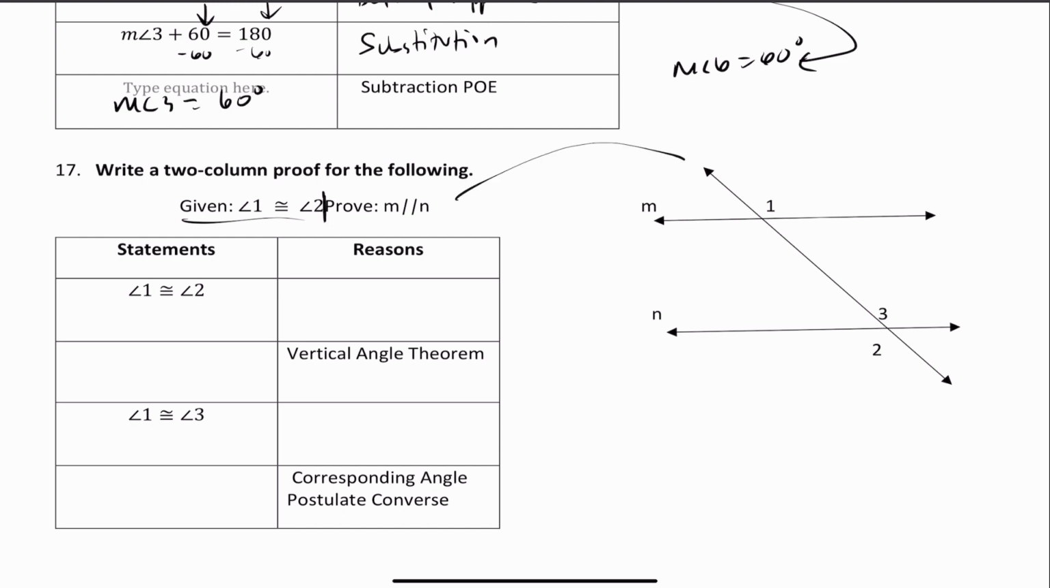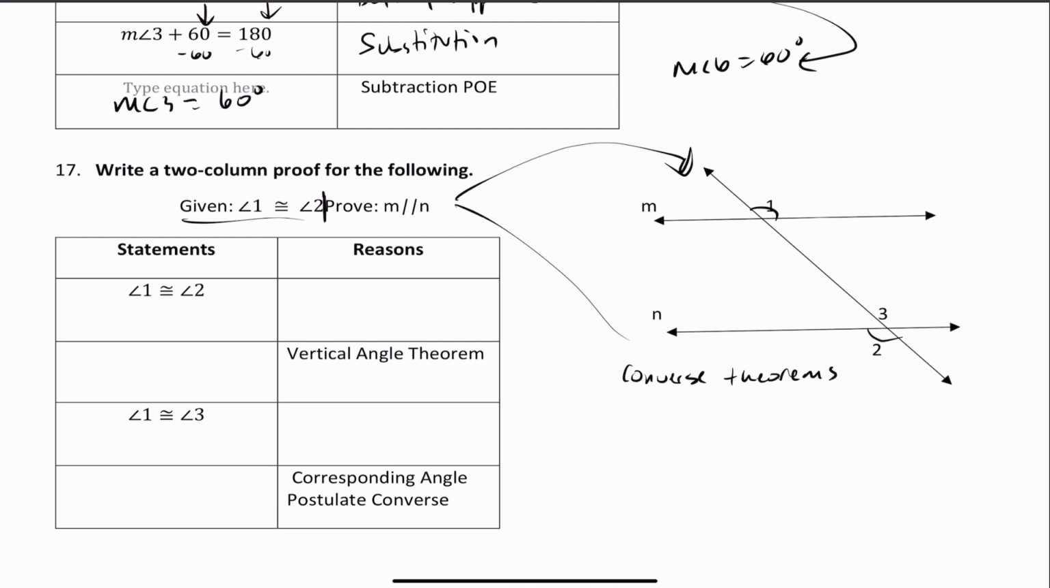So mark angle 1 is congruent to angle 2. Okay? And my goal here is to prove that M is parallel to N. I cannot assume that M is parallel to N because that's my job. I'm trying to go from one step to another step to another step to M is parallel to N, if that makes sense. So because I'm proving that M is parallel to N, I have to use a converse theorem. I need to use one of the converse theorems.